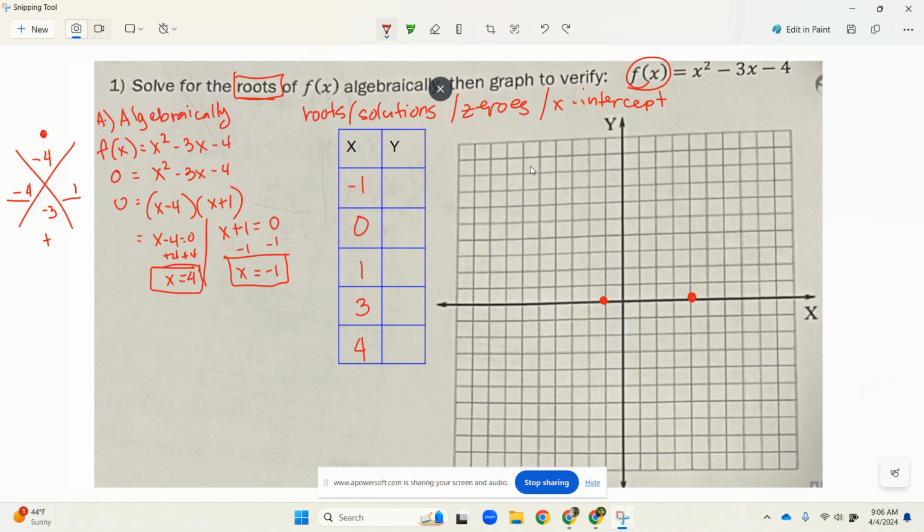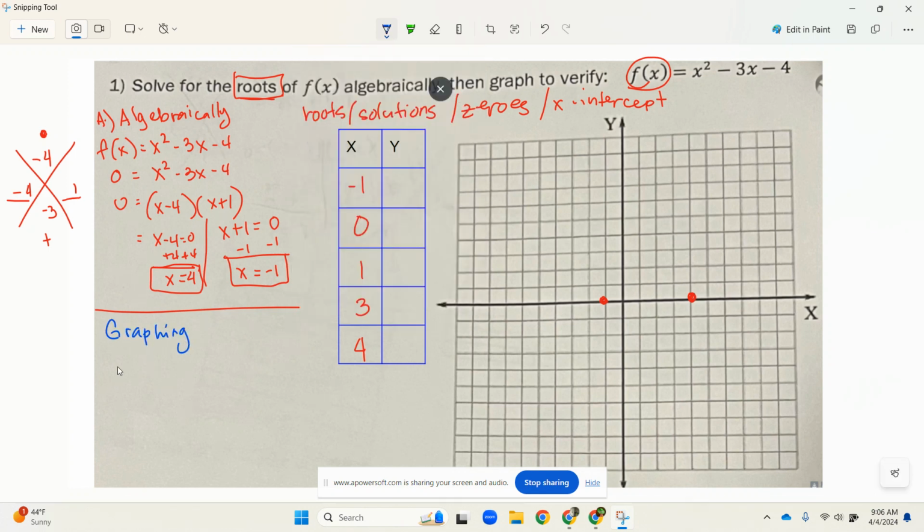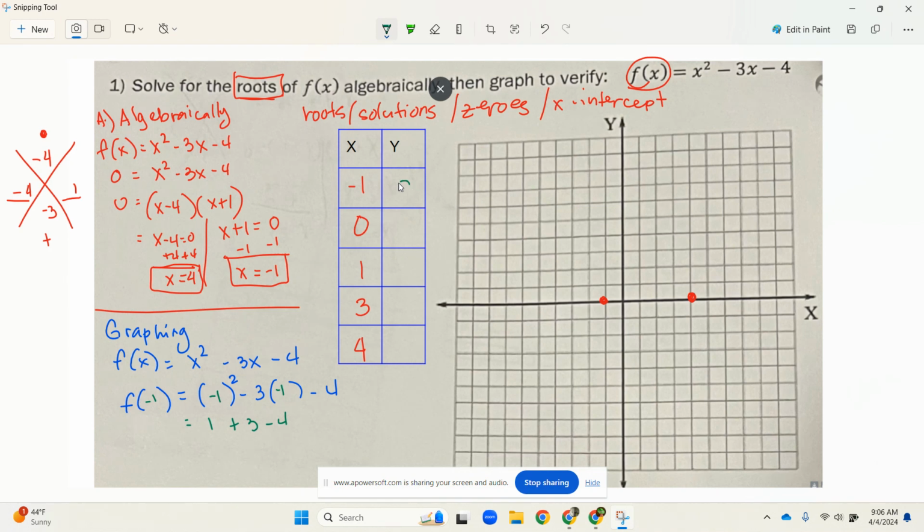So the second part will be the graphing part. I'm just going to get this one started. If f of x is equal to x squared minus 3x minus 4, now we will replace the x with parentheses. So that's parentheses squared minus 3 times parentheses minus 4. And then we will plug in each one of the points. So -1 here. -1 squared is 1, -3 times -1 plus 3 minus 4. So that's going to be 0 right there.